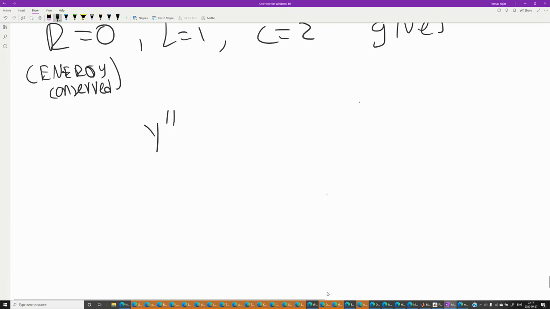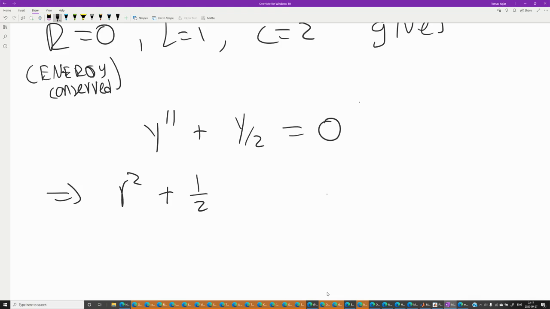Gives y double prime plus y over 2 equal to 0. Sorry, times 2. No, over 2. So then we have r squared plus a half equal to 0. So r is equal to plus minus i 1 over square root 2. Okay.